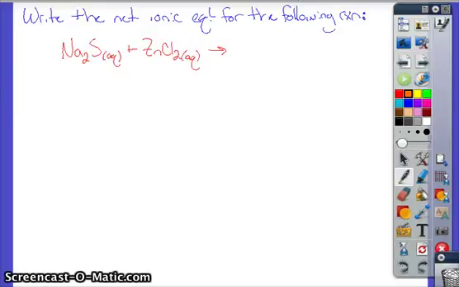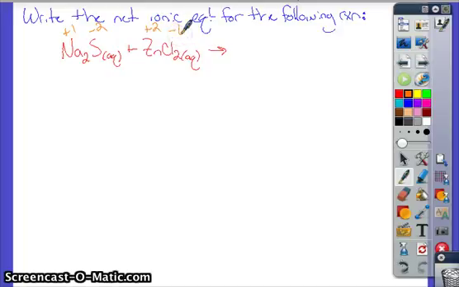The question is asking for you to write the net ionic equation for the following reaction. You're provided with sodium sulfide, zinc chloride, and asked to determine what are the products in this reaction. You're going to look at charges. So identify the charges for sodium, sulfide, zinc, and chloride.